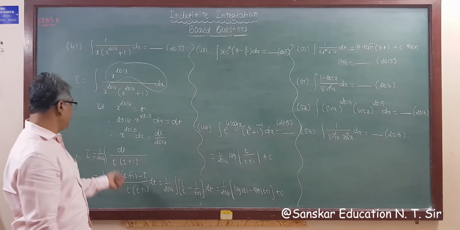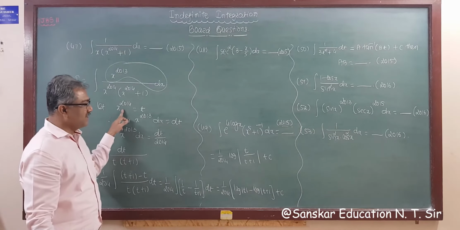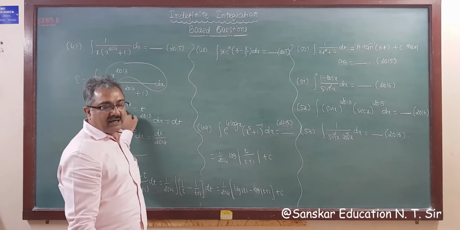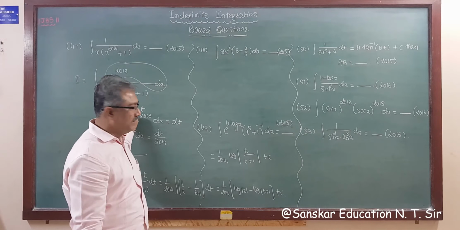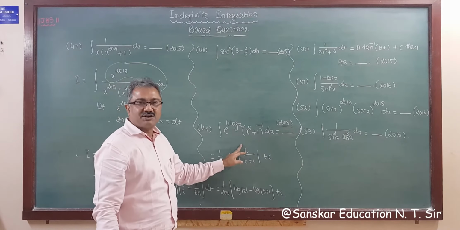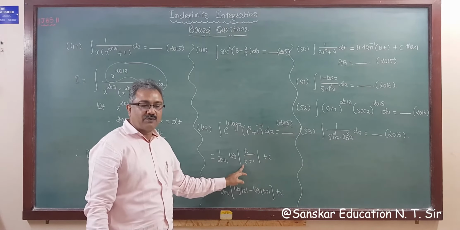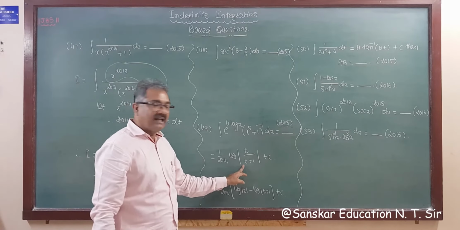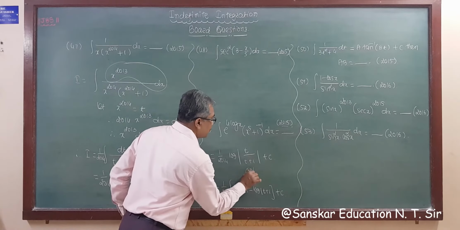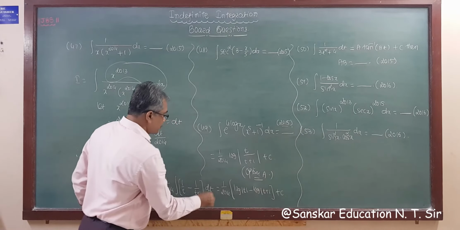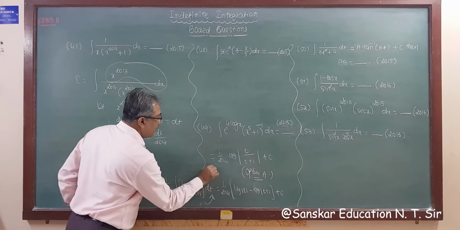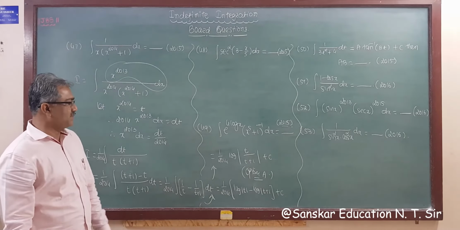And what is t? t is x raised to 2014. So your proper answer is 1 upon 2014 log x raised to 2014 upon x raised to 2014 plus 1. That is option A, your correct answer. So option A is your correct answer, right? You have to go from here to here, and your answer is 2014.